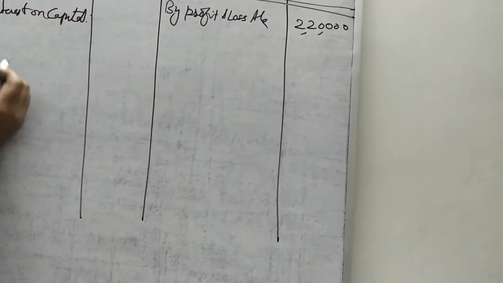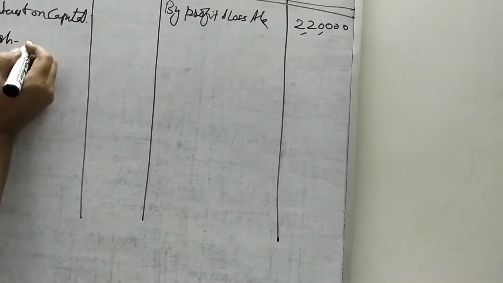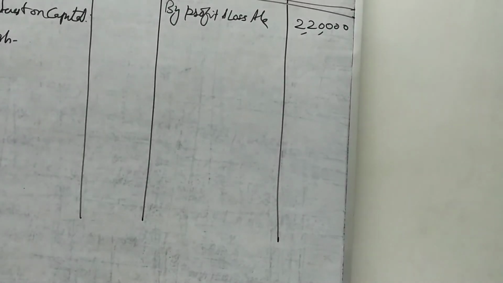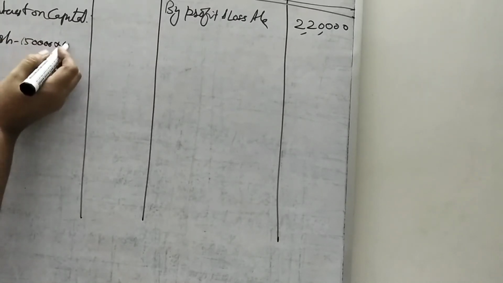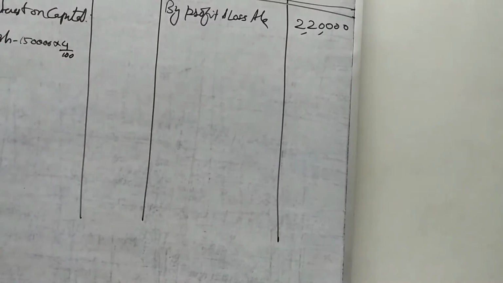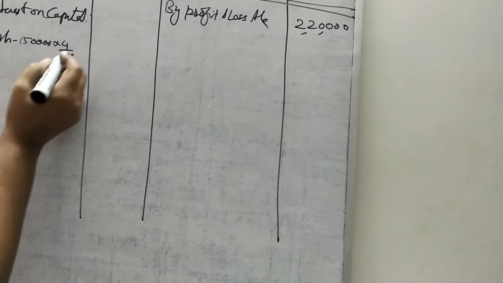Who are the two partners? Dinesh. How do we find out the capital? How much is the capital? Given in the question. That is 1,50,000. 1,50,000 into 4 by 100. 4%, you know. What is the interest given? 4%. Second point: partners are entitled to interest on capital at 4%.